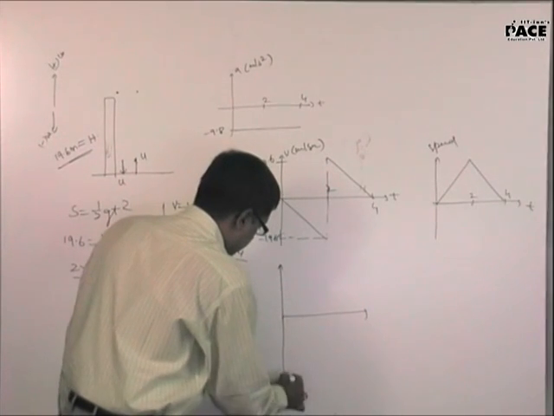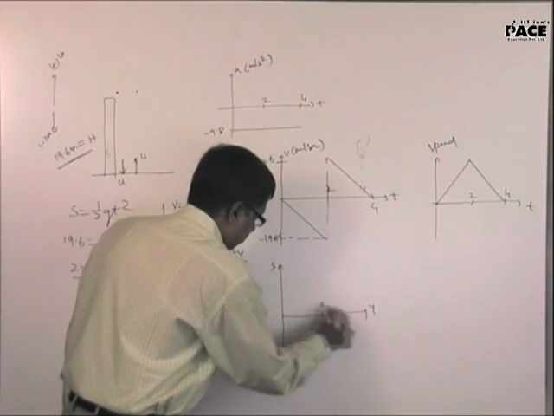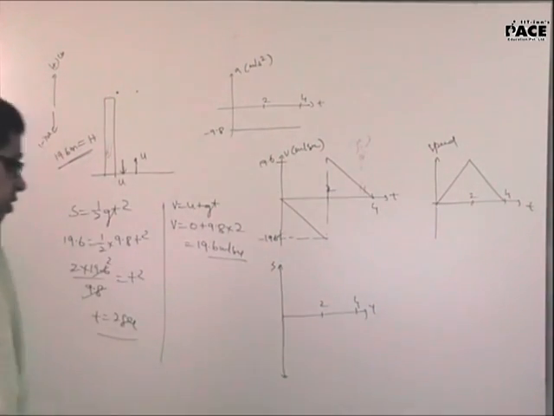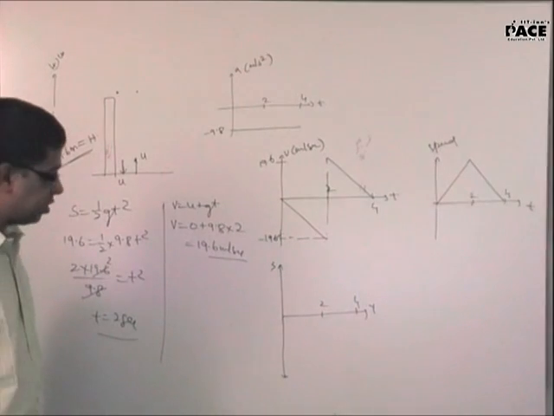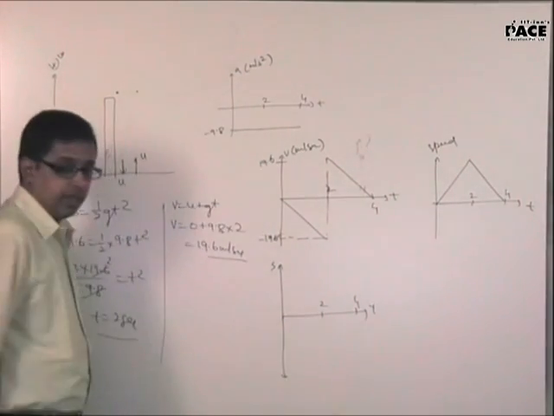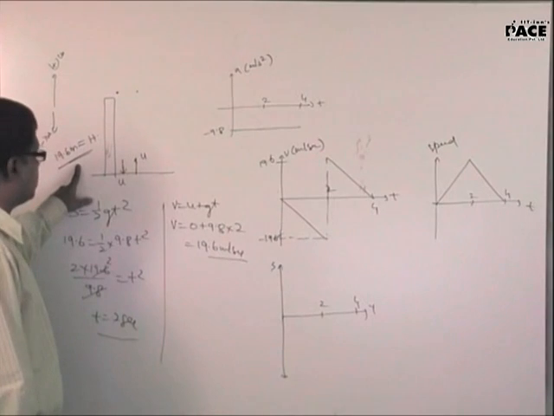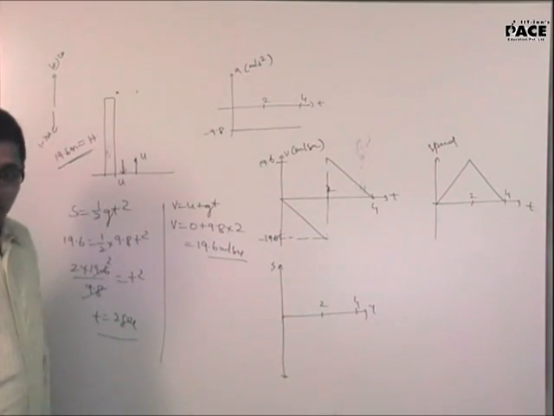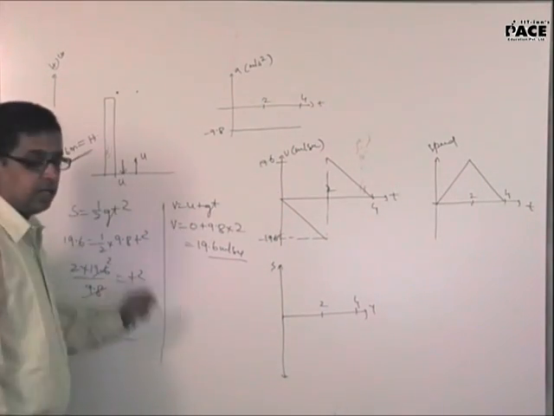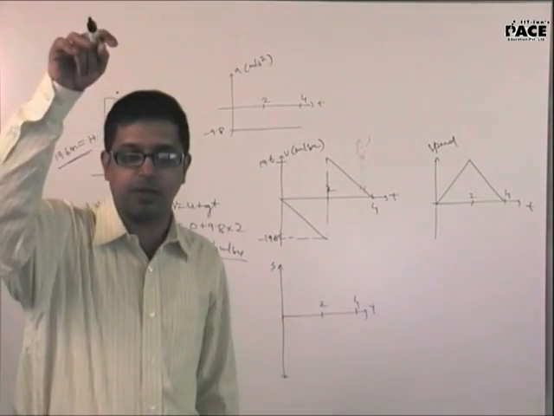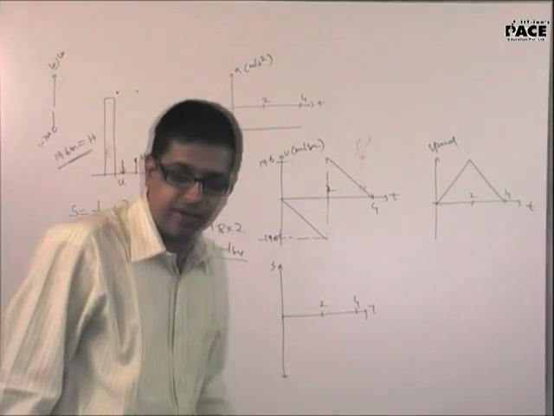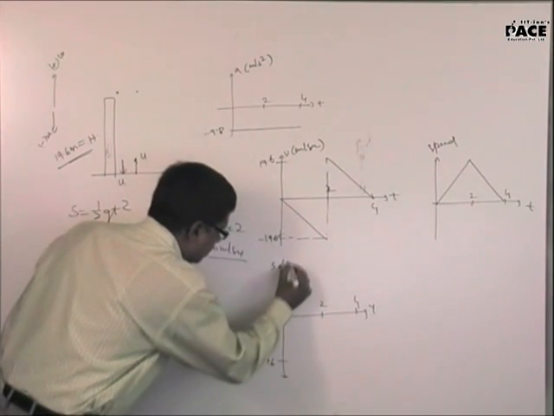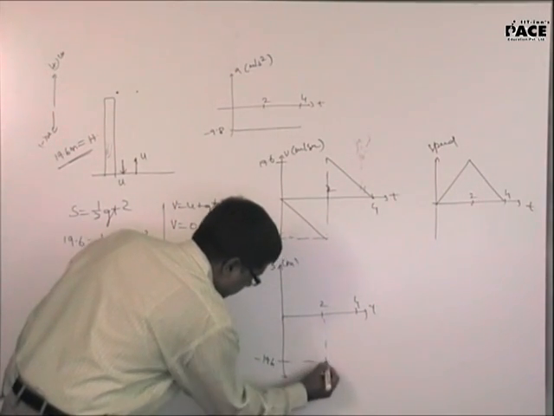The displacement time graph here for 2 seconds or 4 seconds. Watch out for this. I am starting from here and after 2 seconds I have a total displacement of 19.6. Negative or positive? Negative. After 2 seconds it has travelled a total displacement of minus 19.6 because everything in the downward direction is taken to be negative. So 100% I will have to come to minus 19.6 meters after 2 seconds.